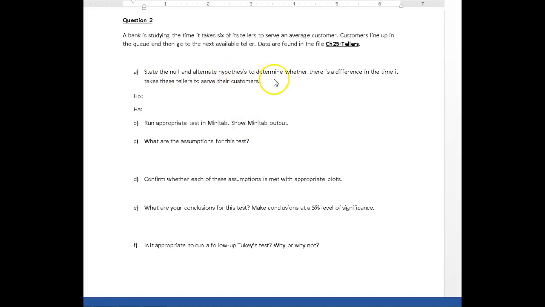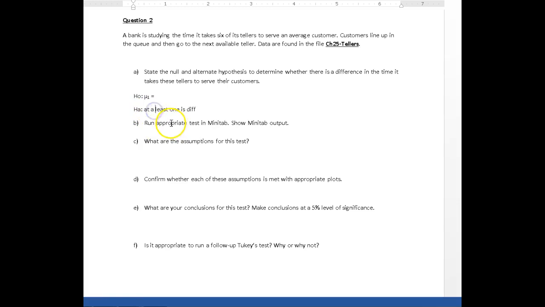Okay, state the null and alternate hypothesis to determine whether there is a difference in the time it takes these tellers to serve their customers. So, as usual, this is going to be that the means are all equal. You can say means are all equal, but strictly speaking, we should say mean of teller 1 equals mean of teller 2, etc., etc. I'll fill that in later. Versus at least one is different.